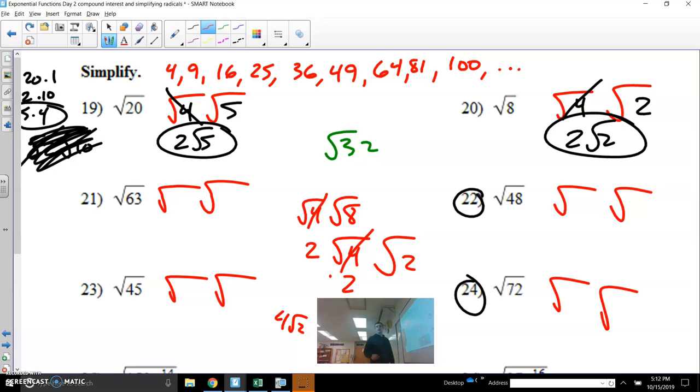So how could we have done that quicker? Well, don't pick 4 times 8. Pick 16 times 2. And the square root of 16 is 4. So it takes you straight to the answer. So all I'm saying is when you do 48 and 72, make sure you are thinking about the largest perfect square that goes into that radicand value.